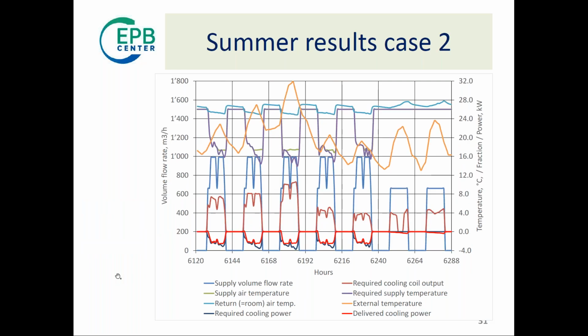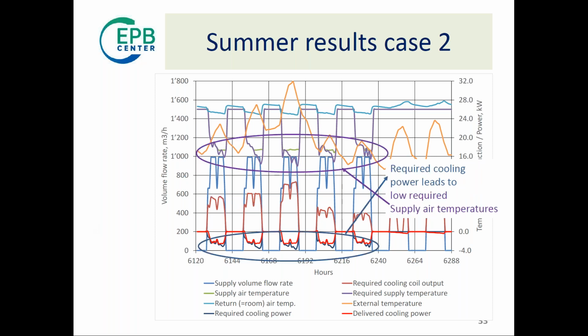When you look at case 2, that's now a pretty different thing. We have now a predefined 2-stage volume flow rate, and we have now the required supply temperatures here that actually would go pretty low as a consequence of the building energy needs.